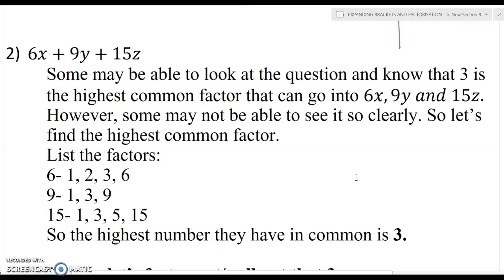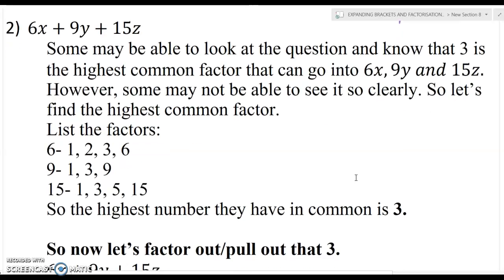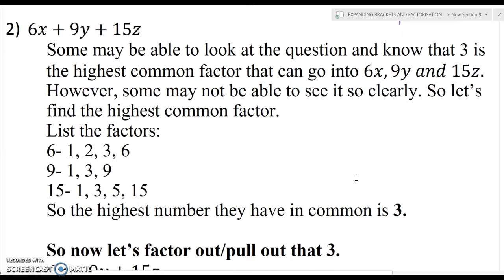Alright, let's get the second one down here. Now, we have 6x plus 9y plus 15z. X, y, and z are totally different, so we can't pull out a common letter. But we have the numbers 6, 9, and 15. Again, we have to pull out the highest common factor between 6, 9, and 15. What is the highest common number, right?